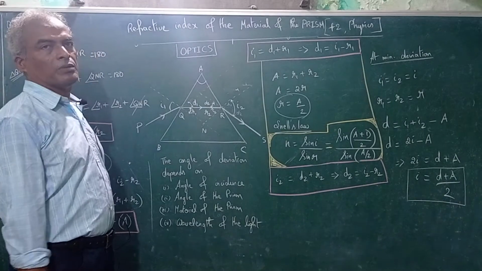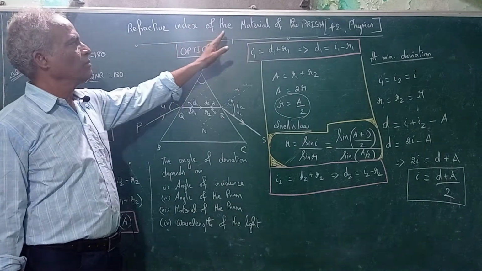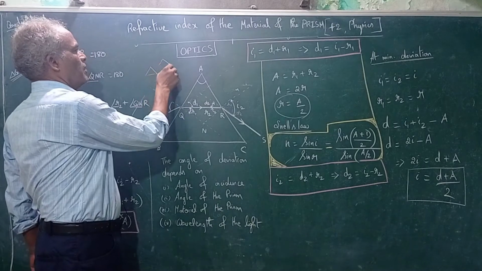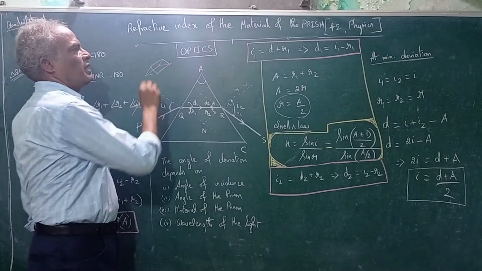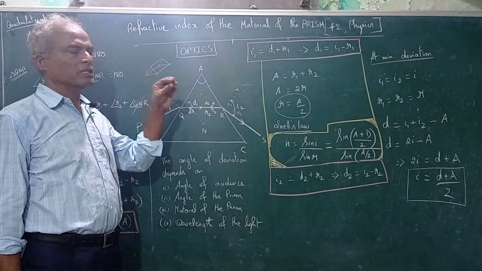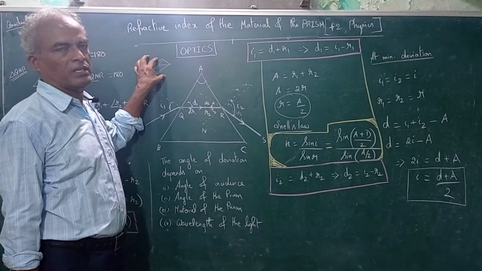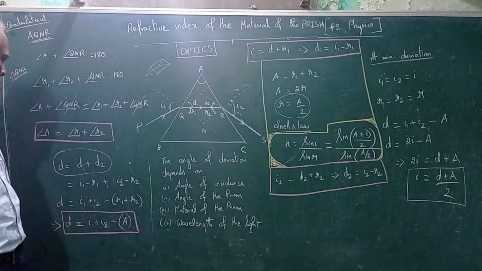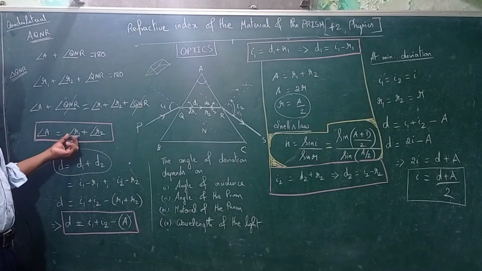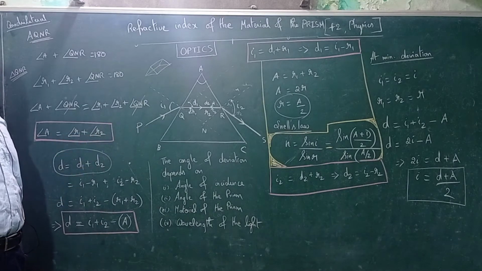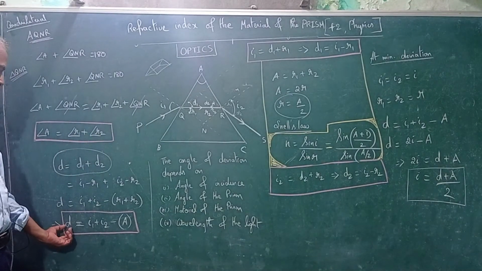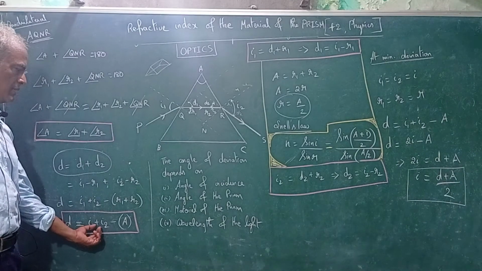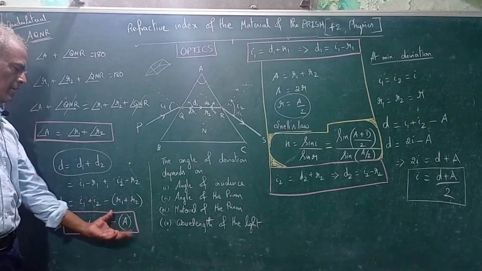So today's topic is about the refractive index of the material of the prism. We have already seen the prism. Now we are interested in finding the refractive index of the material used in this prism. We already have the established results: the apex angle A is equal to angle R1 plus angle R2, and the total deviation is given by I1 plus I2 minus A.